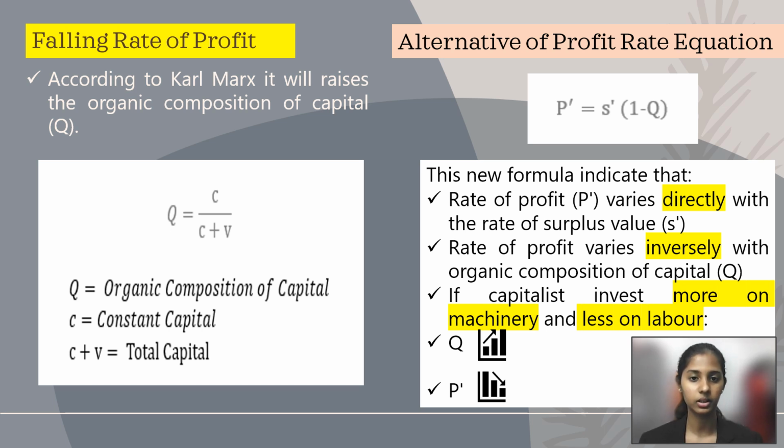Q, which is organic composition of capital, is equivalent to constant capital divided by total capital. Total capital consists of constant capital and also variable capital. The second one is the alternative profit rate equation, which is P prime equivalent to S prime times 1 minus Q. This new formula indicates that the rate of profit P prime varies directly with the rate of surplus value, which is S prime. The rate of profit varies inversely with organic composition of capital Q. If capitalists invest more on machinery and less on labor, Q will increase and P prime will decrease.